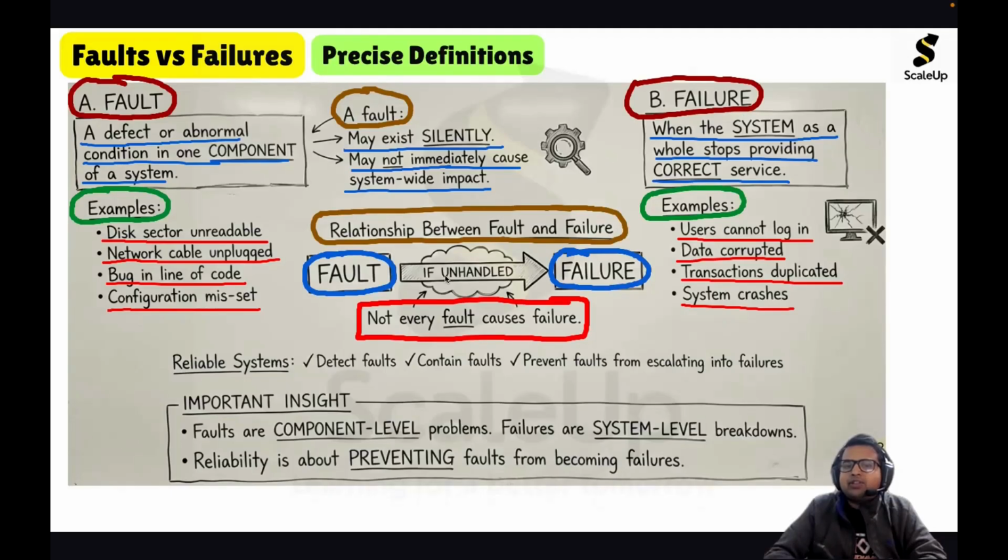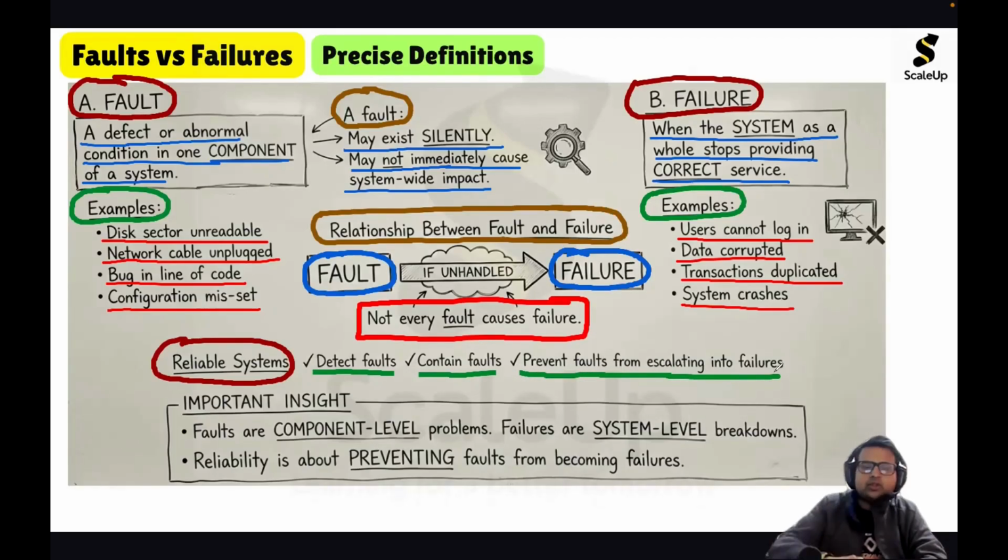If we talk about reliable systems that we discussed in some good detail in the previous lecture, they can detect faults. Reliable systems can detect faults, they can contain faults, and they can prevent faults from escalating into failures. Reliable systems means systems that can handle faults and failures gracefully. And how they handle faults is, first they have to detect faults, they have to contain faults, and they have to prevent faults from escalating into failures. In this way, they can gracefully handle the faults.